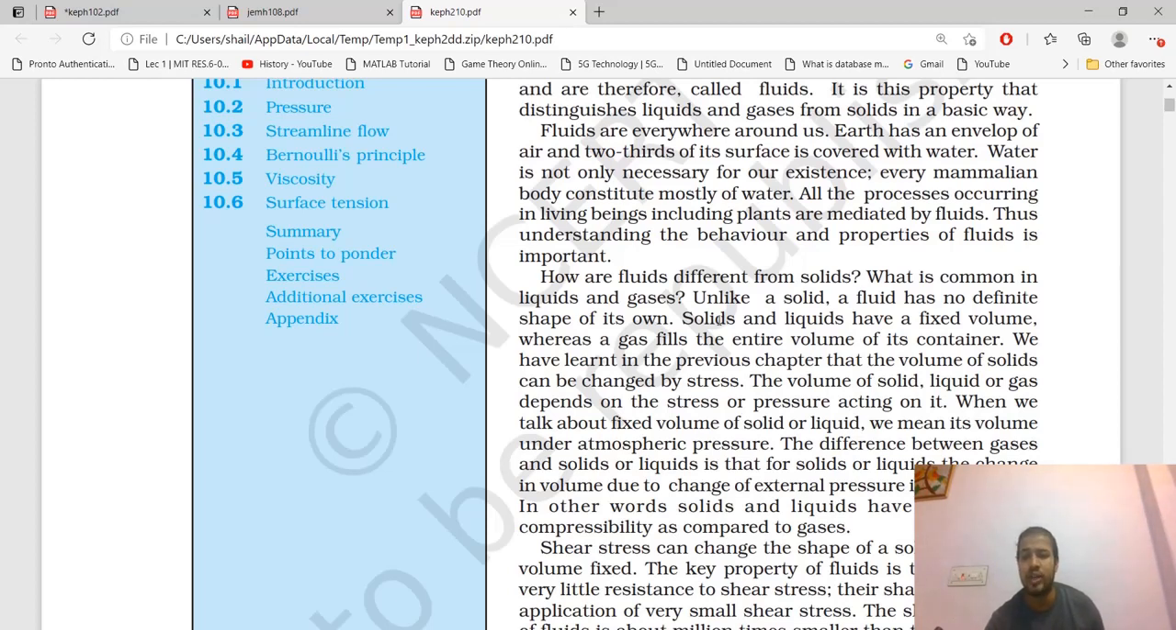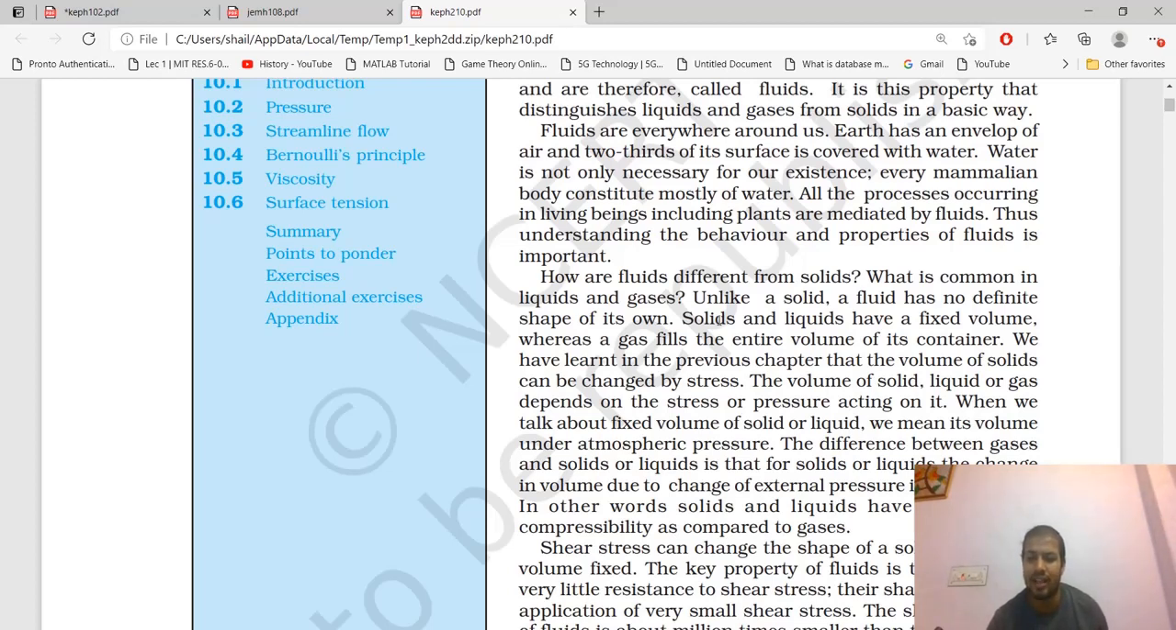Unlike a solid, a fluid has no definite shape of its own. Solids and liquids have fixed volume, whereas a gas fills the entire volume of its container. We have learnt in the previous chapter that the volume of solids can be changed by stress. The volume of a solid, liquid or gas depends on the stress or pressure acting on it. When we talk about fixed volume of solid and liquid, we mean its volume under atmospheric pressure.